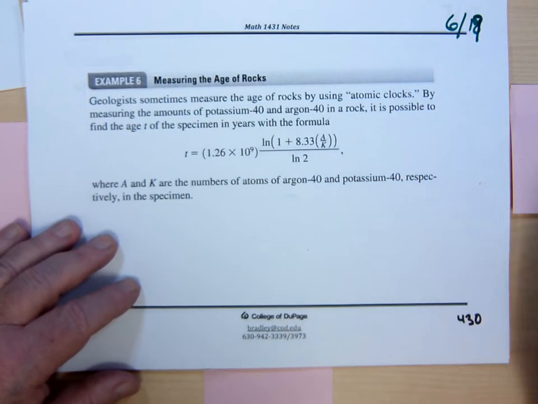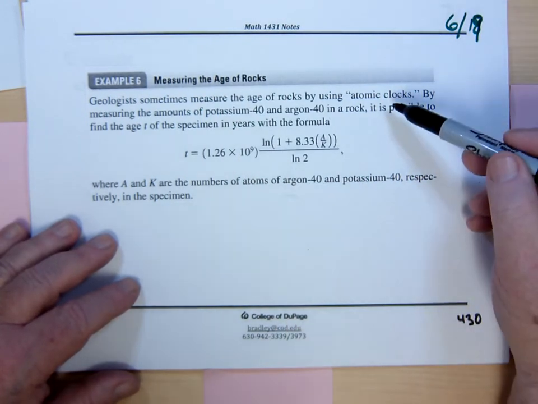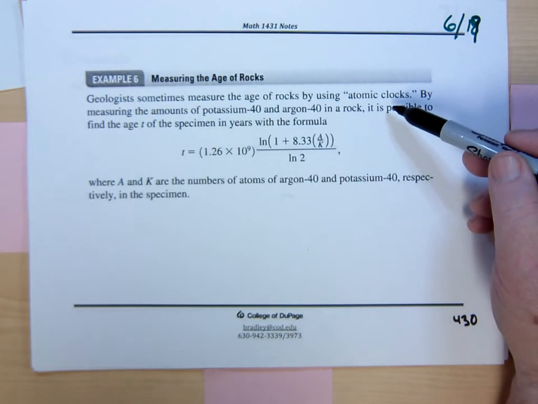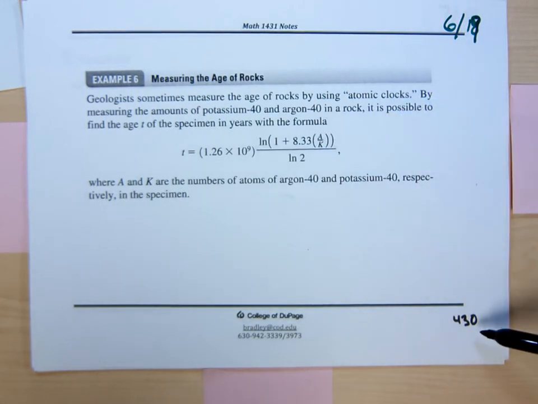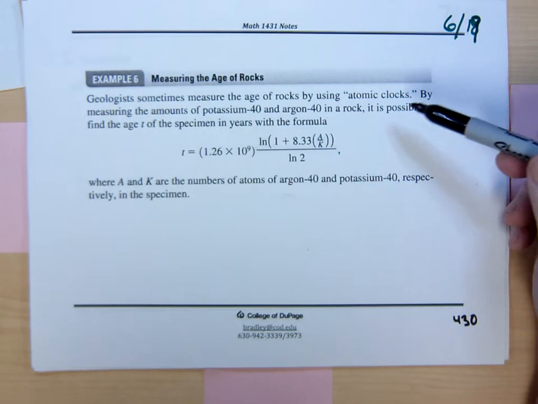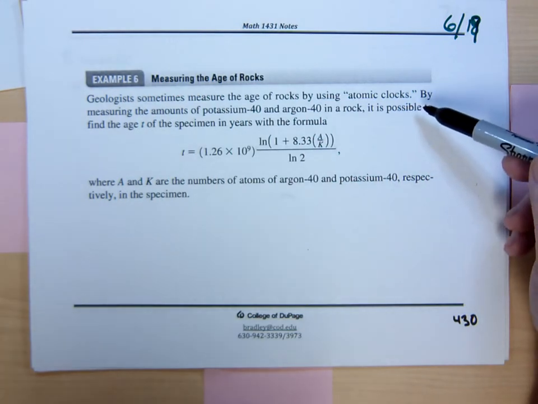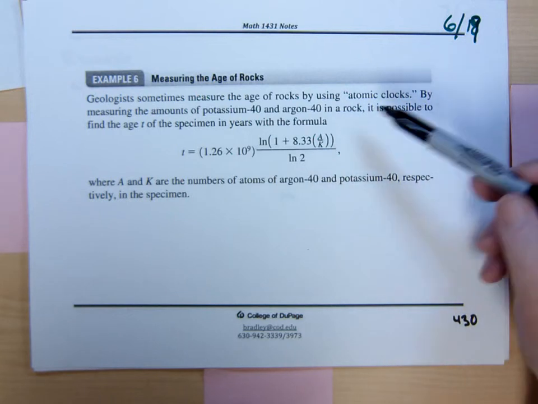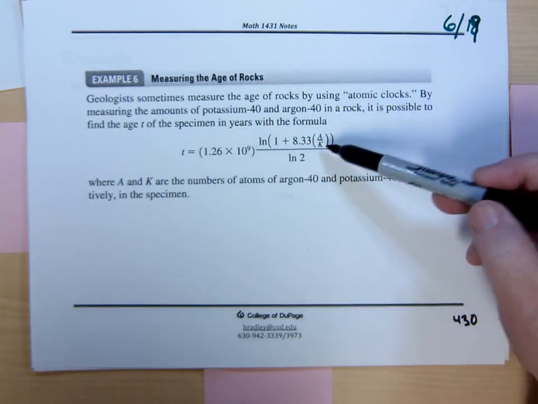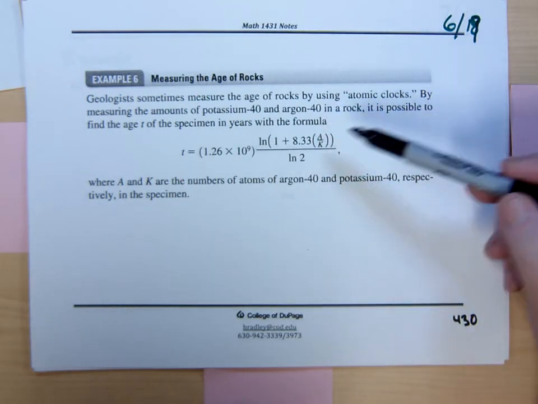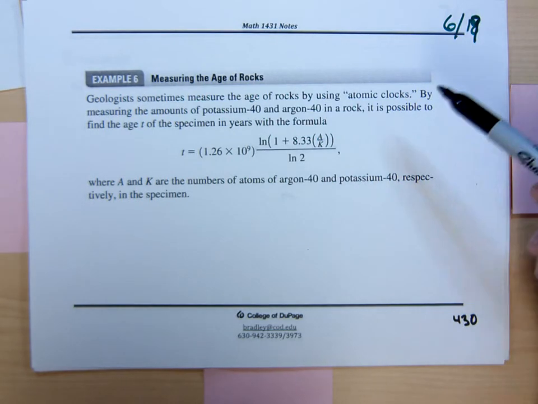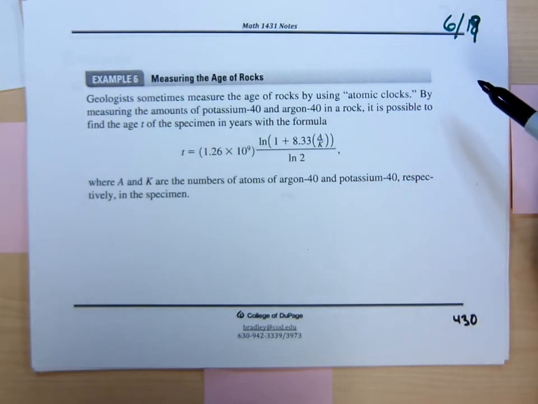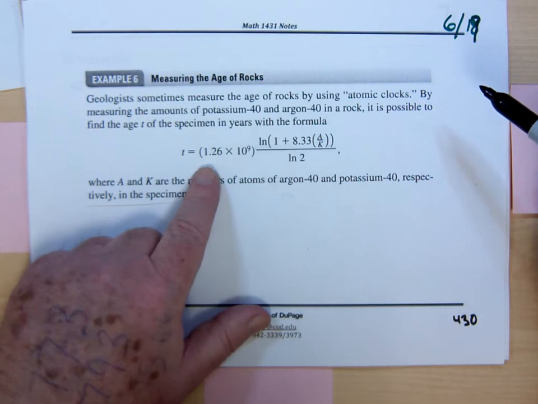Now, the next example is significant in that instead of using logarithms base 10, you see that we're using a natural logarithm. So this is measuring the age of rocks. The story is, and it's on page 430 in your textbook, geologists sometimes measure the age of rocks by using atomic clocks. And they measure potassium, which is K, the chemical symbol, and argon, and A is the symbol for that. You can find the age of a specimen by this equation.